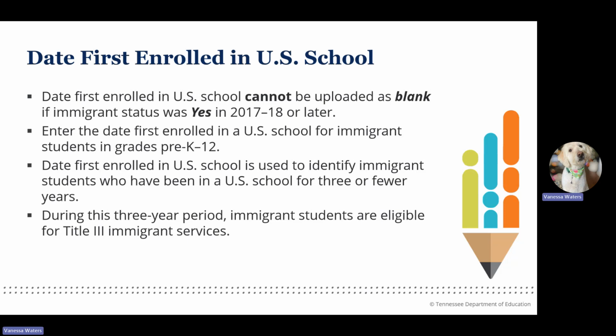Enter the date first enrolled in a U.S. school for immigrant students in grades pre-K through 12. The date first enrolled in a U.S. school is used to identify immigrant students who have been in a U.S. school for 3 or fewer years. During this 3-year period, immigrant students are eligible for Title III immigrant services.